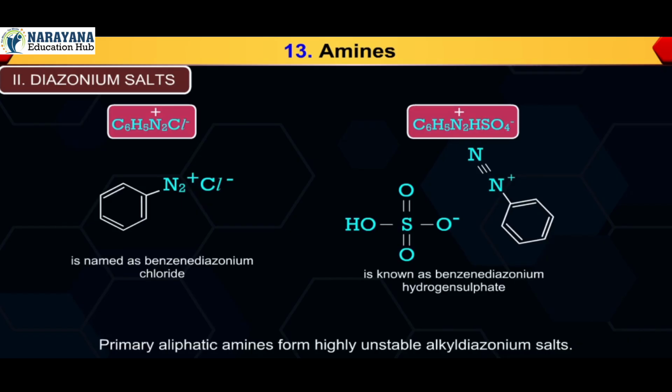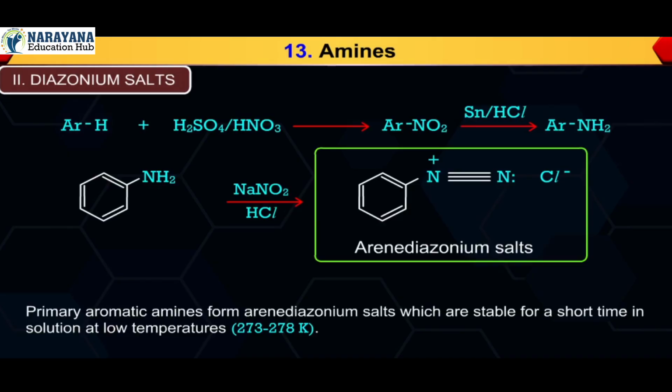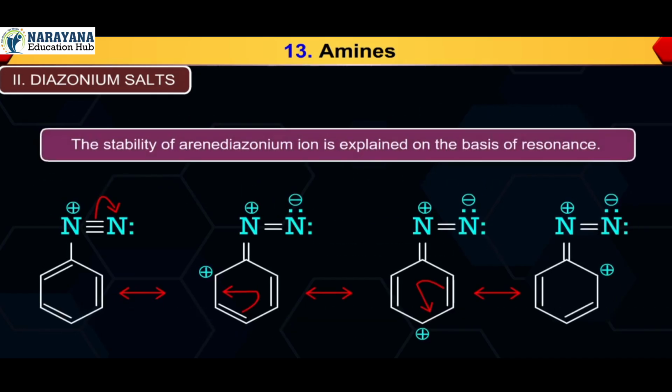Primary aliphatic amines form highly unstable alkyl diazonium salts. Primary aromatic amines form arene diazonium salts, which are stable for a short time in solution at low temperatures, that is 273 to 278 Kelvin. The stability of the arene diazonium ion is explained on the basis of resonance.